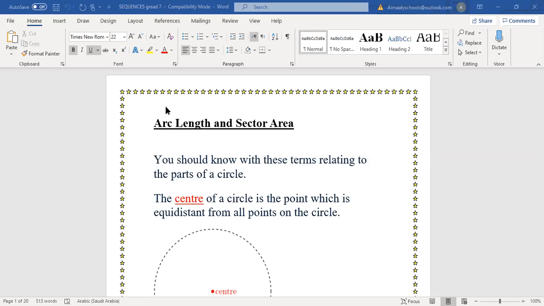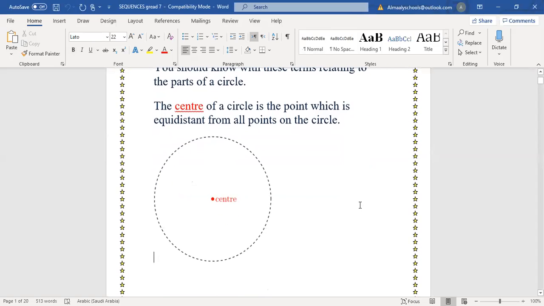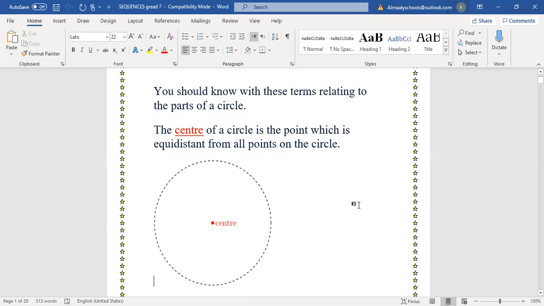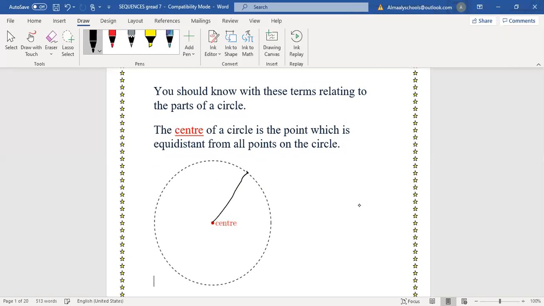read arc length and the sector area. You should know these terms, relating to the parts of the circle. The center of a circle is a point which is equidistant from all the points on the circle. What is the meaning of equidistant? At equal distance. So this distance, the radius, equals the radius, equals the radius. So it's at equal distance from all the points on the circle.